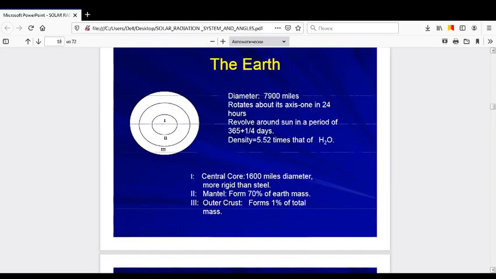The earth, the diameter is around 8000 miles, rotates about its axis once in 24 hours, revolves around the sun in a period of 365 plus 1 by 4 days, density 5.52 times that of H2O, central core 1600 miles diameter, more rigid than steel, then the mantle forms 70% of Earth's mass, and the outer crust forms 1% of total mass.